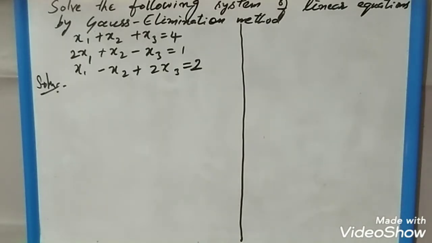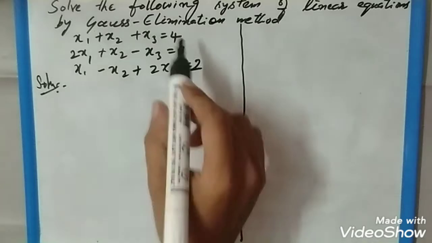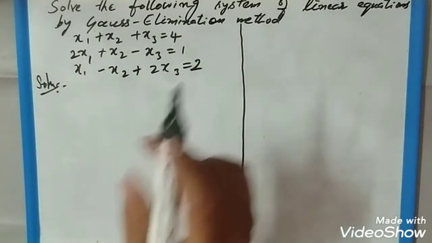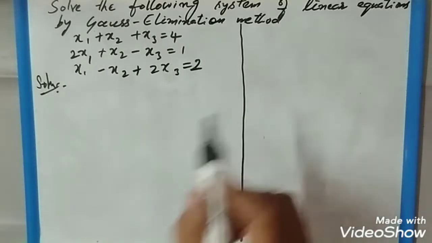In today's class, we are going to see the Gauss elimination method of the Engineering Mathematics 1 chapter, linear algebra. One of our viewers has asked me to solve this problem, so I'm continuing with the class. We have the equations x1 plus x2 plus x3 is equal to 4, 2x1 plus x2 minus x3 is equal to 1, x1 minus x2 plus 2x3 is equal to 2.